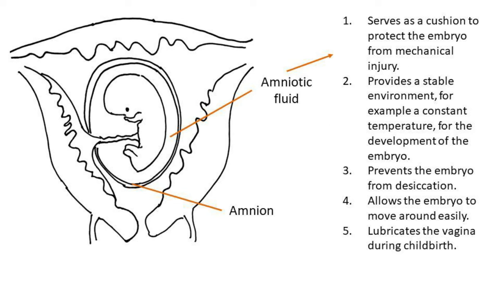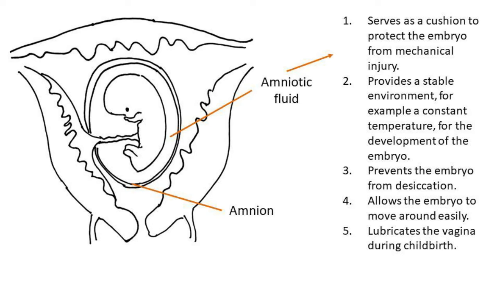Formation of the amnion. After implantation, the embryo continues to develop, and some of its cells form a membrane called the amnion. The amnion encloses the embryo and secretes amniotic fluid, which fills the cavity between the amnion and the embryo. The amniotic fluid has the following functions.